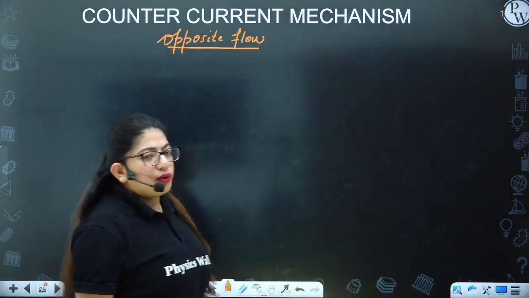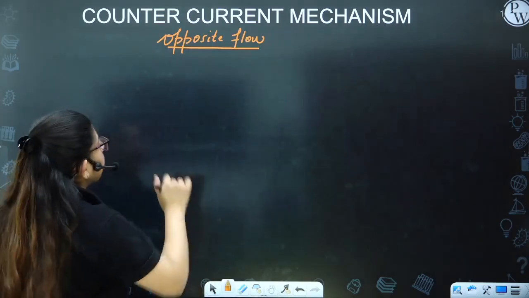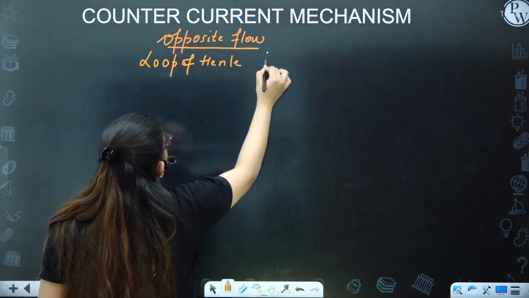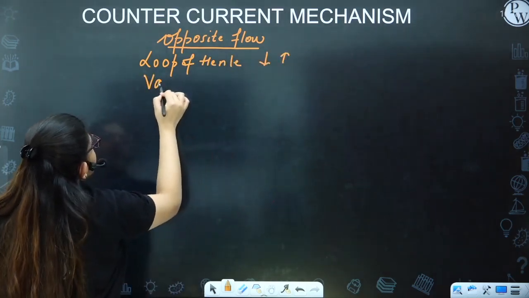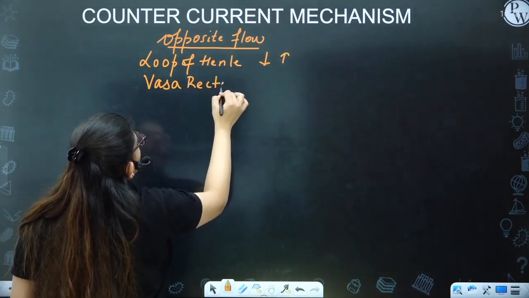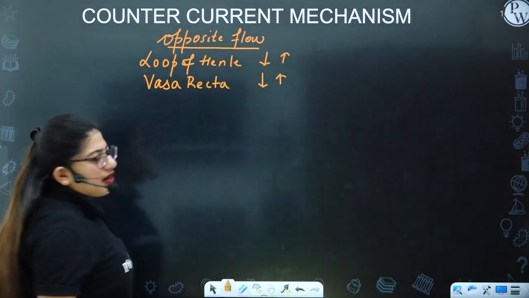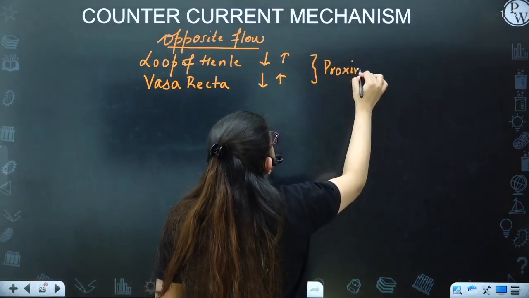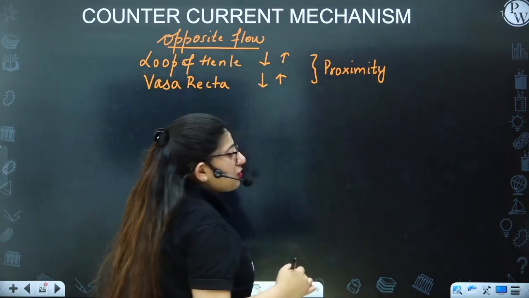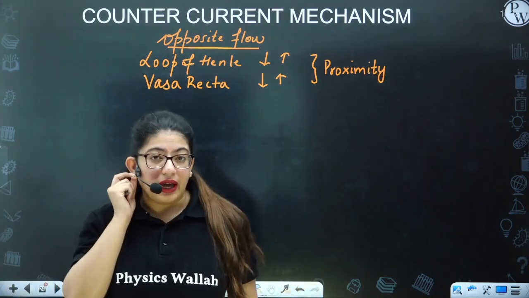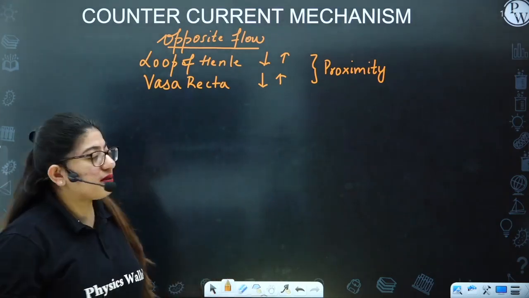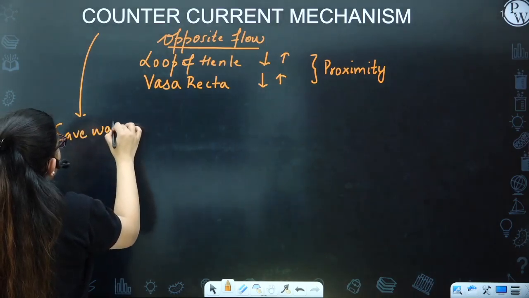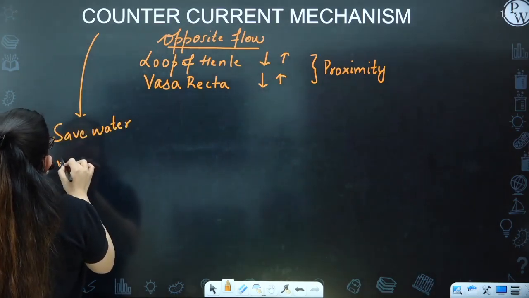We have opposite flow at two places. One, in the loop of Henle, ascending and descending limb of loop of Henle. Yes, we do have opposite flow. And then we have in vasa recta. So opposite flow of loop of Henle and vasa recta plus their proximity. Proximity means that they are present near to each other, helps in generating a mechanism known as countercurrent mechanism. And the sole purpose of this mechanism is to conserve water, save water, and prevent diuresis.